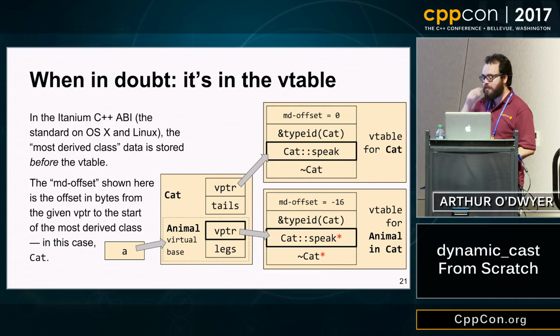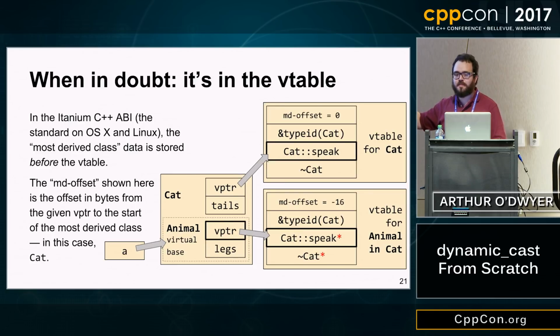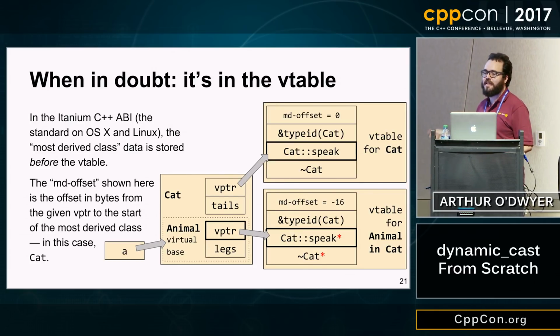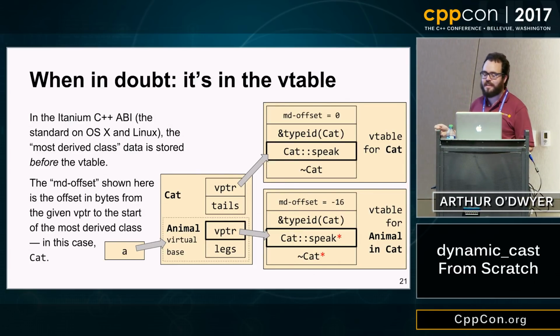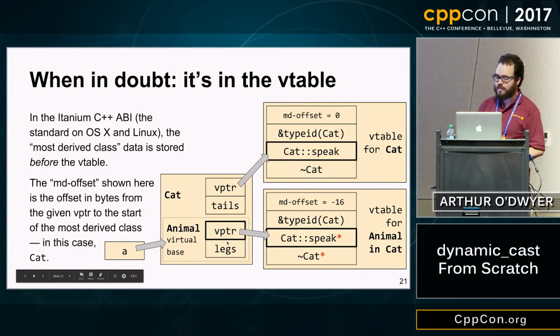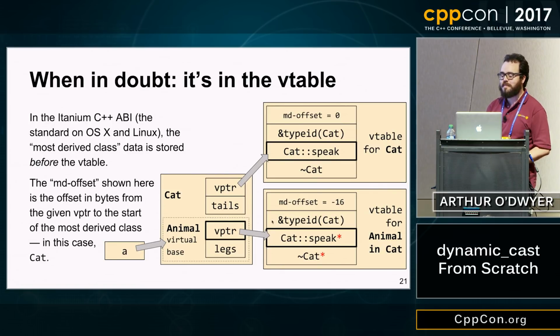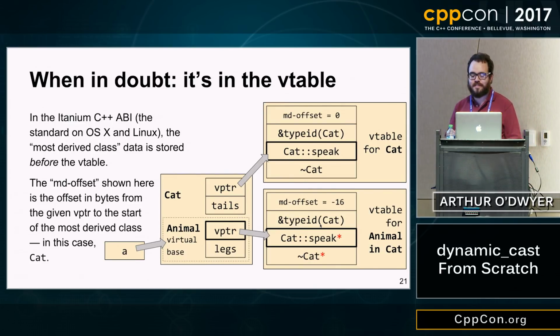So now, even when I've got A, which is a pointer to an animal, if I want to know its type ID, so typeid of *A, what do I do? I follow the pointer to get the v-pointer, and I follow that, and I subtract 8 from it, and I dereference it, and now I have typeid of cat. So typeid of *A is typeid of cat, which is true. It is, in fact, a cat.